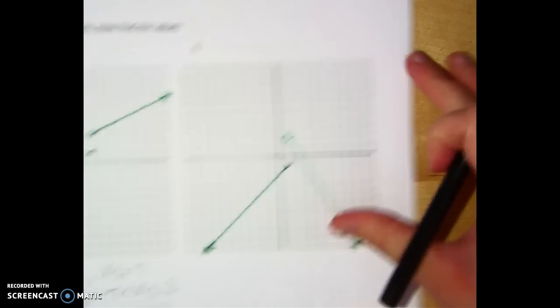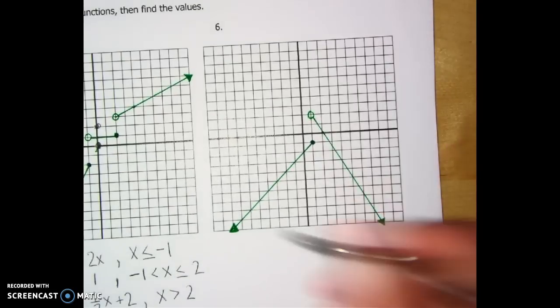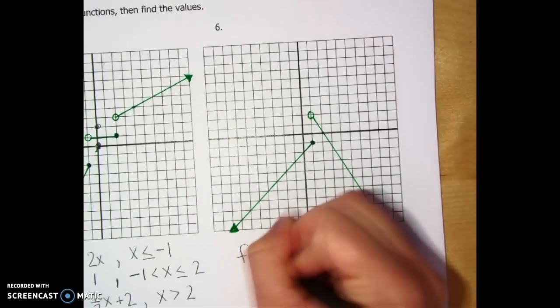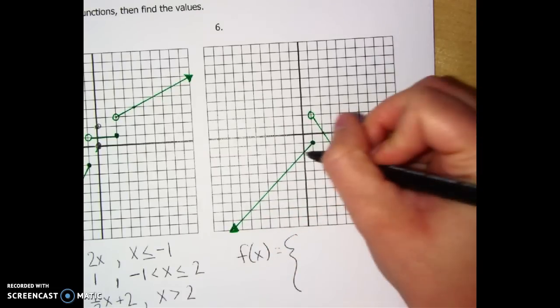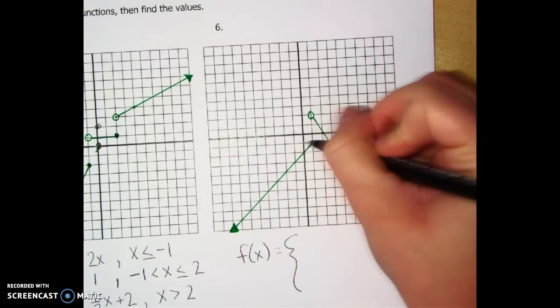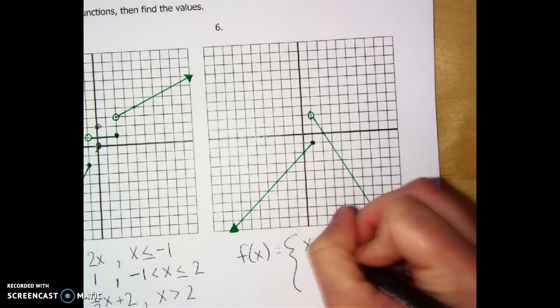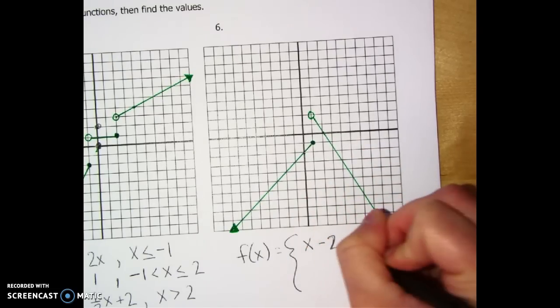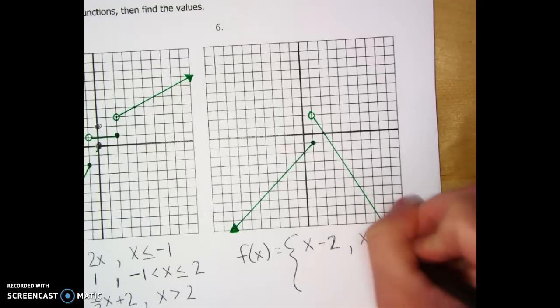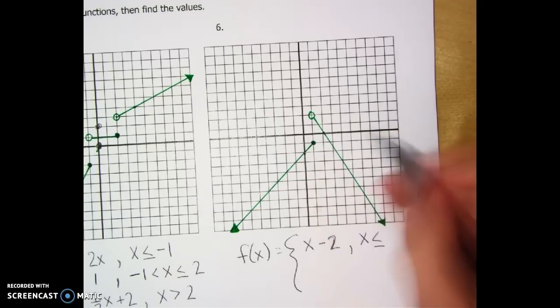Let's do this last one real quick. I'm running out of time. This is just 2 lines. And this one looks like it goes up 1 over 1. So it's just x, and the y-intercept is -2, so x minus 2. And my inequality there is x is less than or equal to 1.